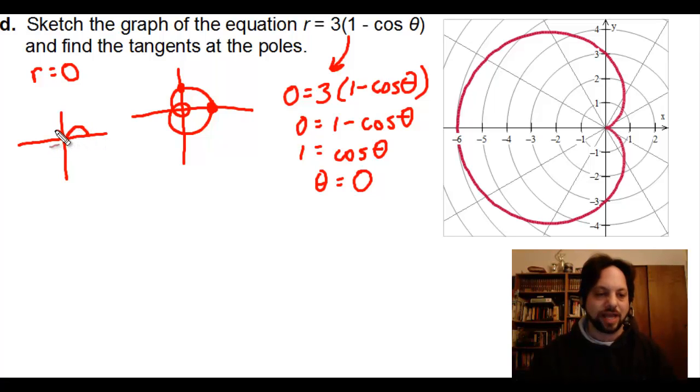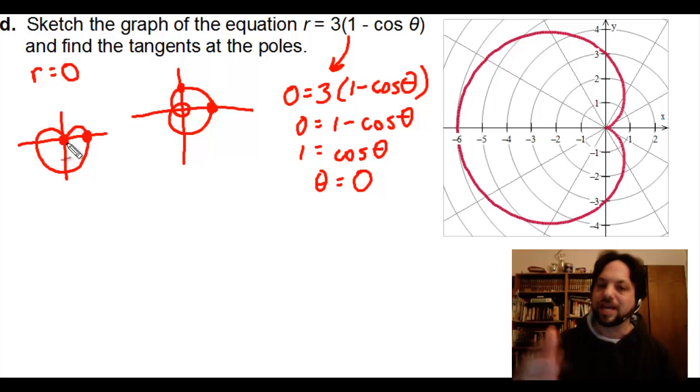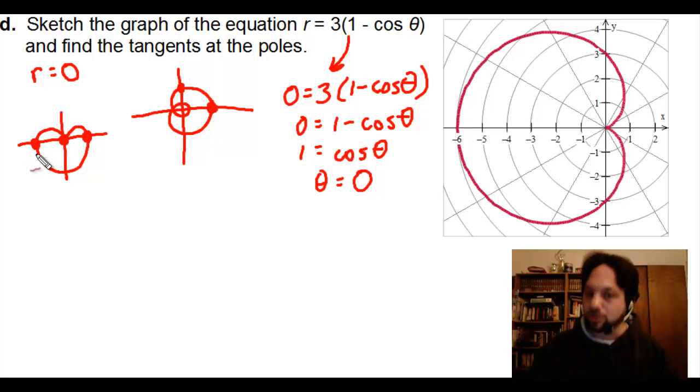In fact, if I look at this cardioid, where theta equals 0 would be this point right here. I would argue that we'd hit the pole when theta equals pi over 2. This would be when theta equals pi. This would be theta equals 3 pi over 2, and then back to 2 pi. So I'm just warning you to be very careful. However, in this graph, we are at the pole when theta equals 0, so we're good to go.